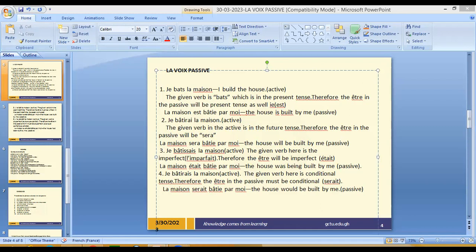Et maintenant, je bâtirais la maison. This is the conditional tense. Therefore, the être in the passive form must also be conditional: serait. La maison serait bâtie par moi. The house would be built by me. Bon, c'est ça. Si vous avez des questions, des commentaires sur ça, il faut me dire. So you can see that I try to use only the verb bâtir, to build, to demonstrate the formation of all passive voice. Need to know it that way, so that once you know the verb, it will not be difficult for you.